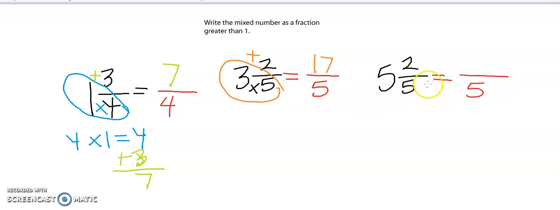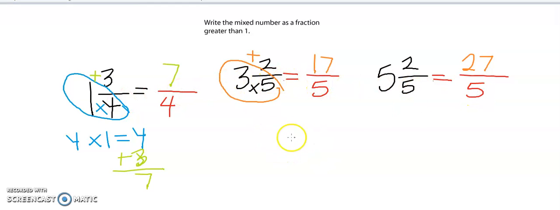So for the last one, let's look at it. Mental math. I'll give you 10 seconds to solve. Ready, set, go. 5, 4, 3, 2, 1, time. So what we should have here is 5 times 5, 25, plus 2 more, 26, 27/5. So we're writing the number as a fraction greater than 1: denominator, whole number, multiply, add the numerator. Denominators always stay the same as in the original problem. So it's 4 here, 4 here, and 5 here, 5 here, 5 here.